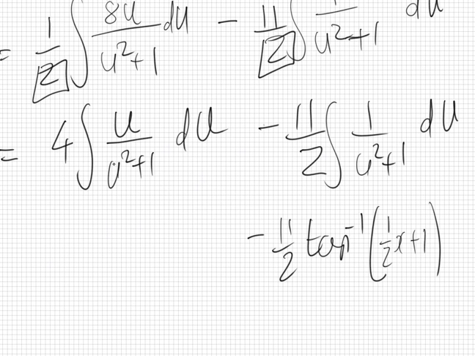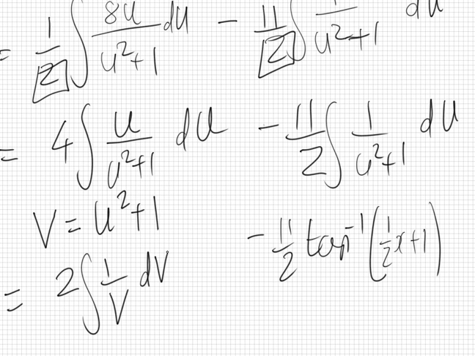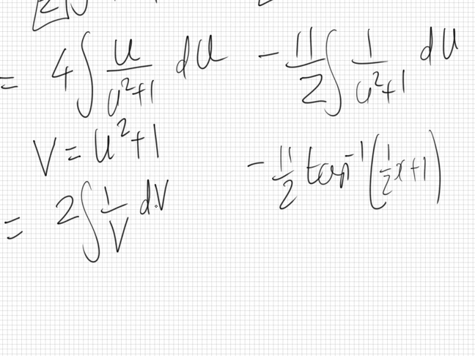Now this one here, I can solve this one with a substitution. What substitution will I need here? V equals u squared plus 1. When you use this substitution in here, this will simplify to 2 1 over v dv. And we know what this one here is. What's 1 over v dv? Log v. So that equals 2 log v.